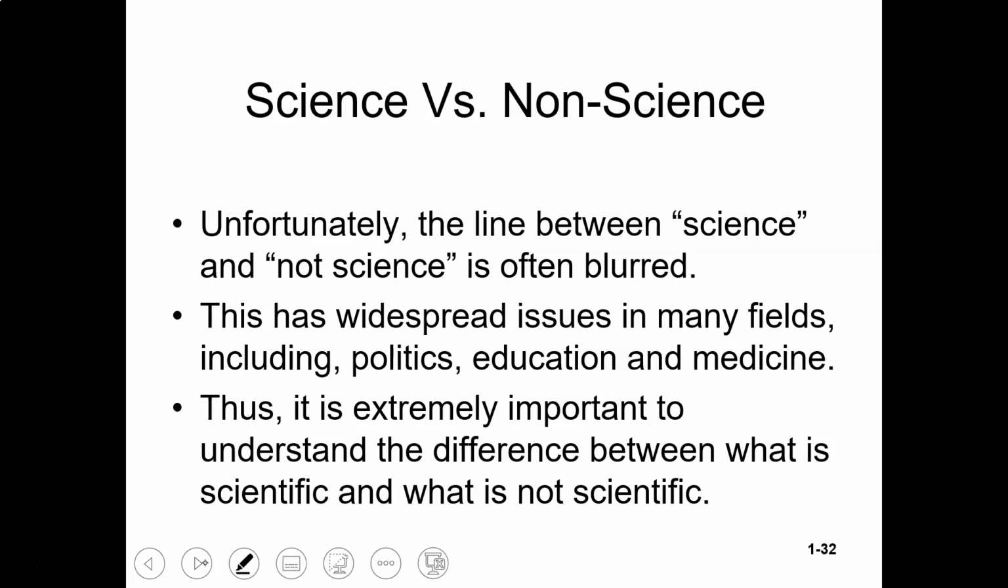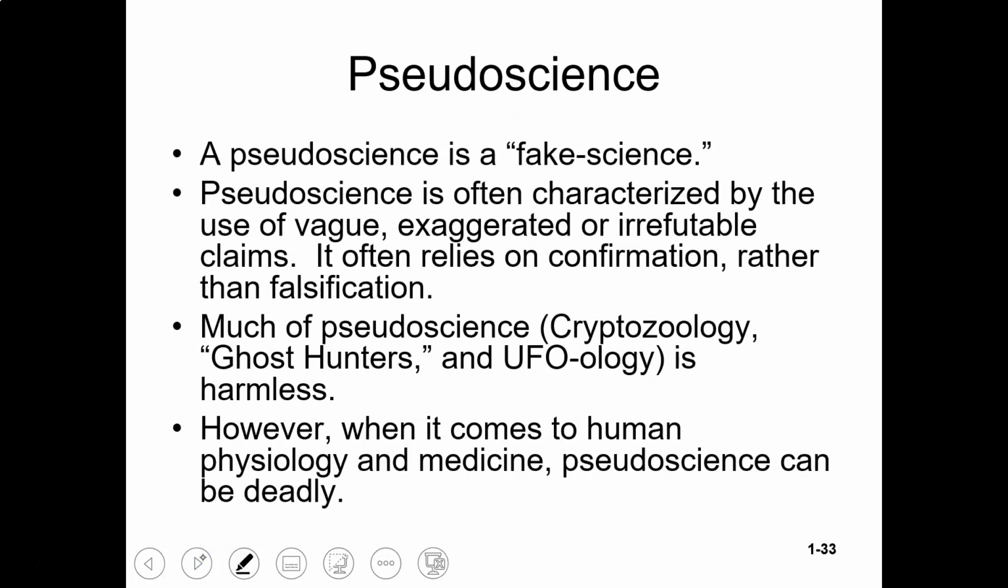reality from pseudoscience. Pseudoscience is fake science. Pseudoscience is going to use vague or exaggerated claims. Pseudoscience will always rely on confirmation rather than falsification. When people do experiments for pseudoscience, they do experiments to prove themselves right.